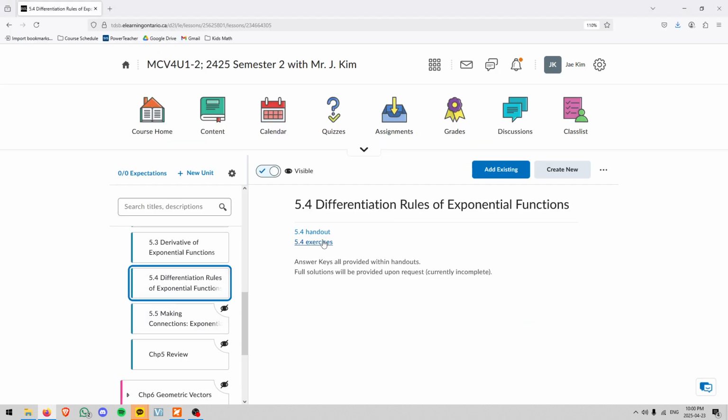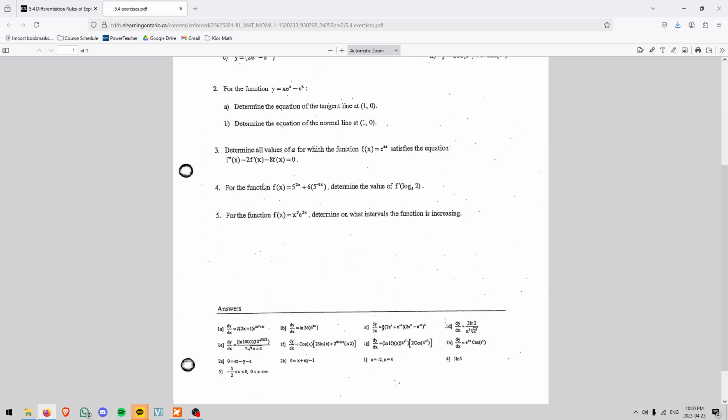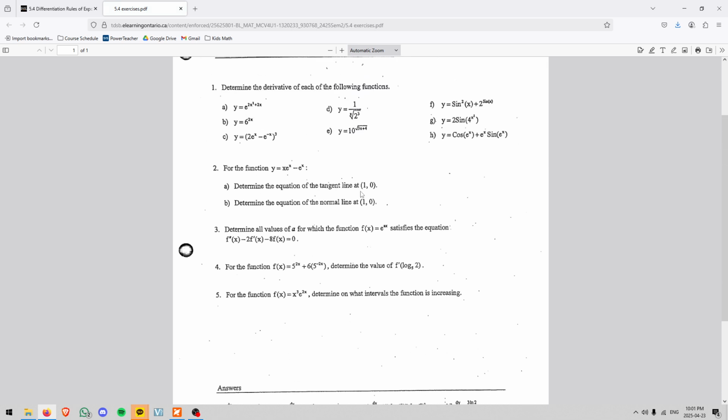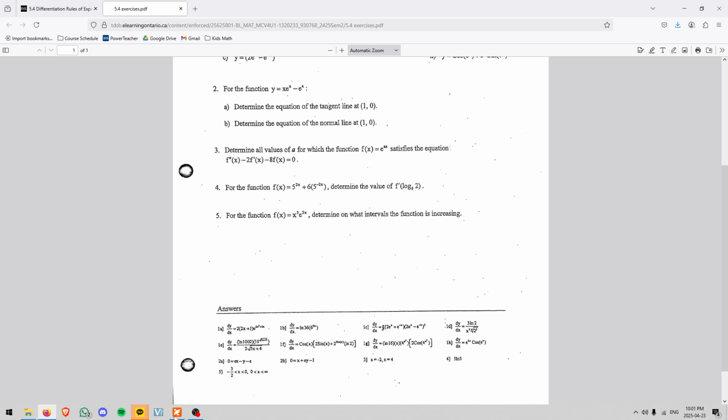So going to our Brightspace, there are exercises that I've attached for you. There are more questions for equations of tangent lines. There are more spicier derivative questions. Here are some thinking style questions where it's not immediately obvious. Determine all values of a for which this satisfies the equation. I'd like you to give it a shot. And I'd love to take up any of your questions that you have on Friday.